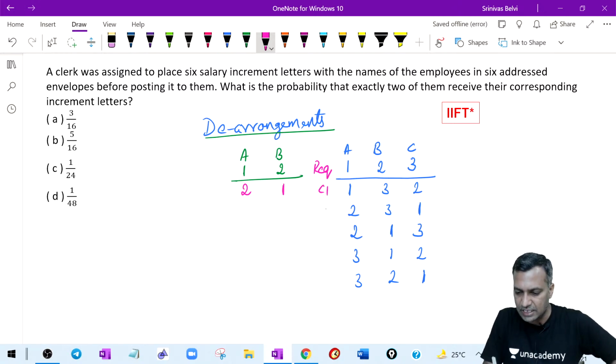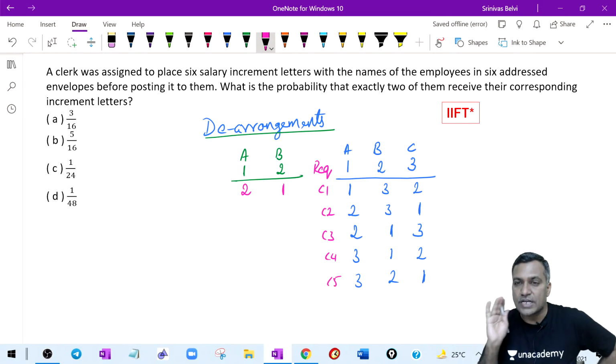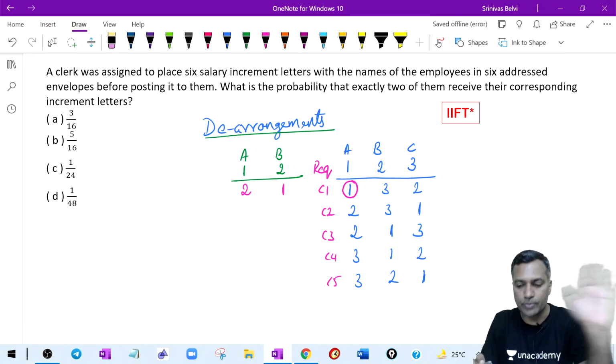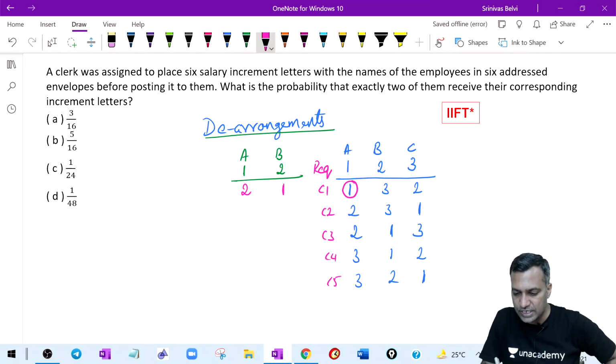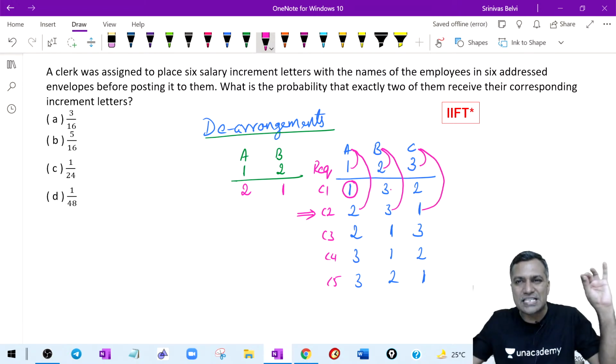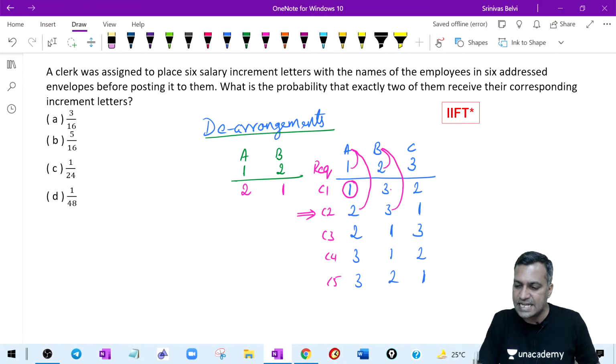Now let me write 5 other cases. Case 1, case 2, case 3, case 4 and case 5. Case 1 is not a derangement, because 1 is going into the rightly addressed envelope. 1 is supposed to go into A and 1 is going into A. Case 2 is a derangement. Instead of 1 getting into envelope A, 2 is getting into A. Instead of 2 getting into B, 3 is getting into B. Instead of 3 getting into C, 1 is getting into C. Complete mess up, thorough mess up.